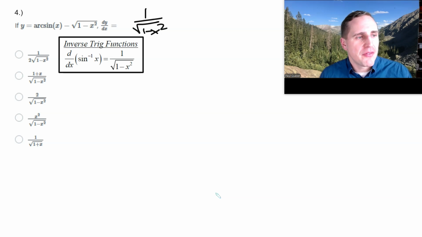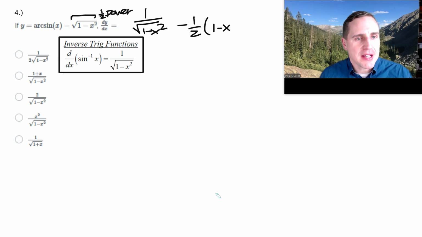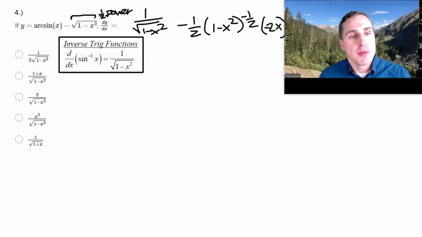But then we need the derivative of this term. But this term is just like a square root. In other words, it's raised to the 1/2 power. So we have to use the chain rule on this. So for its derivative, it's minus 1/2, and then it's 1 minus x squared to the negative 1/2 power, and then you do the derivative of the inside, which is minus 2x, because the derivative of negative x squared is minus 2x.